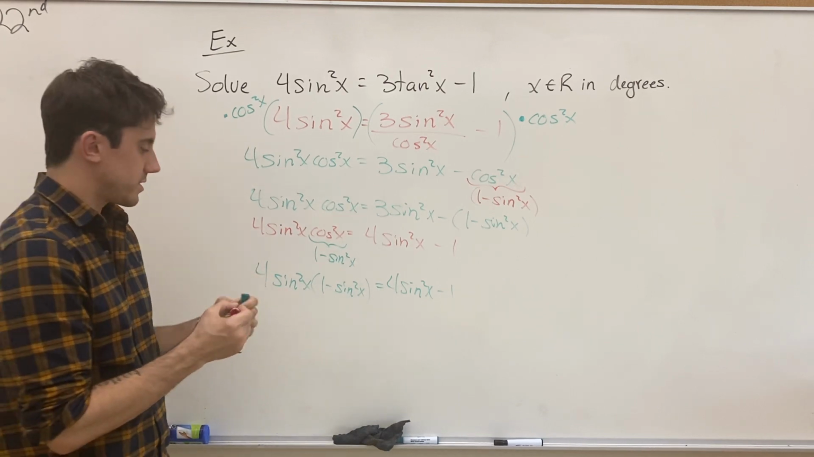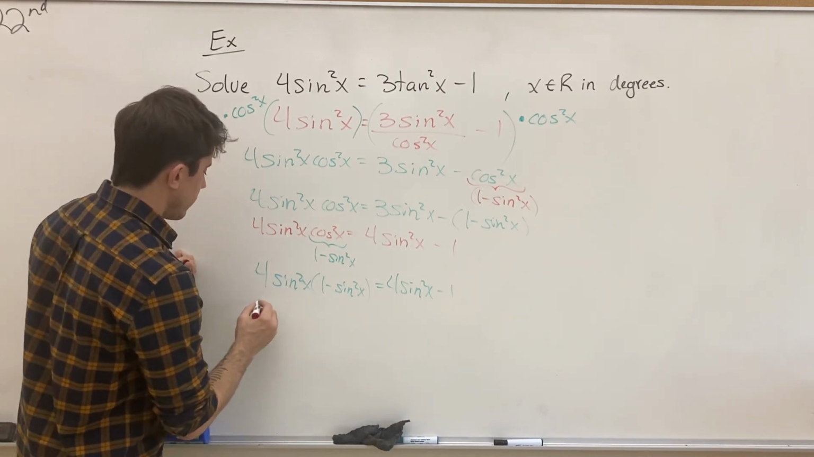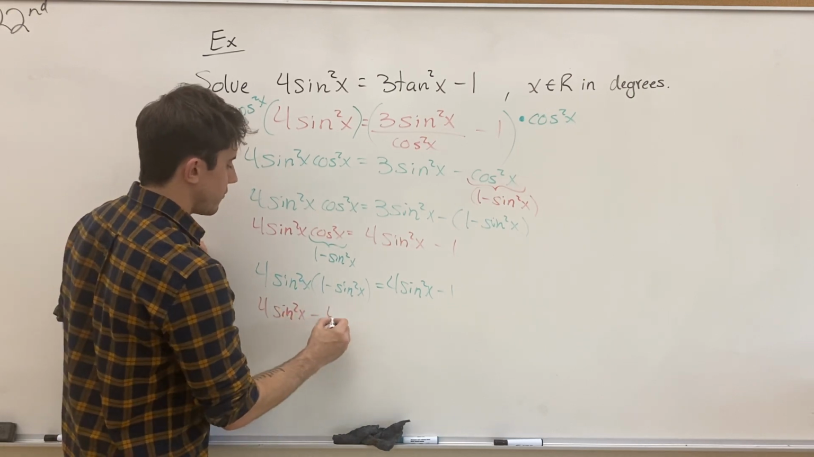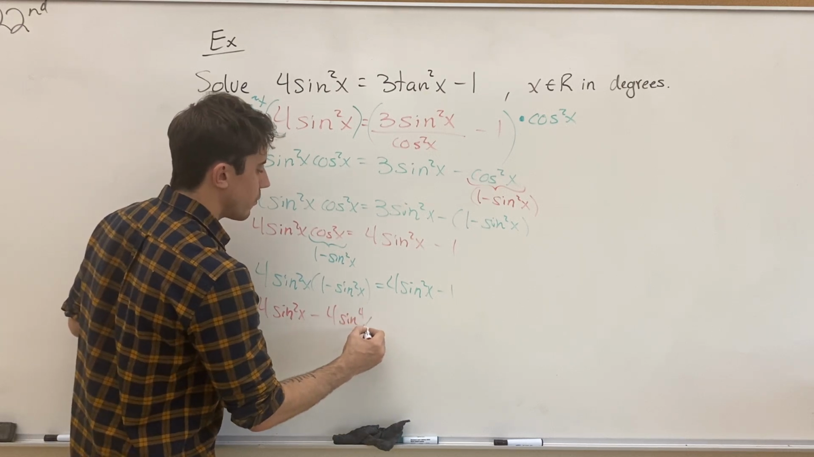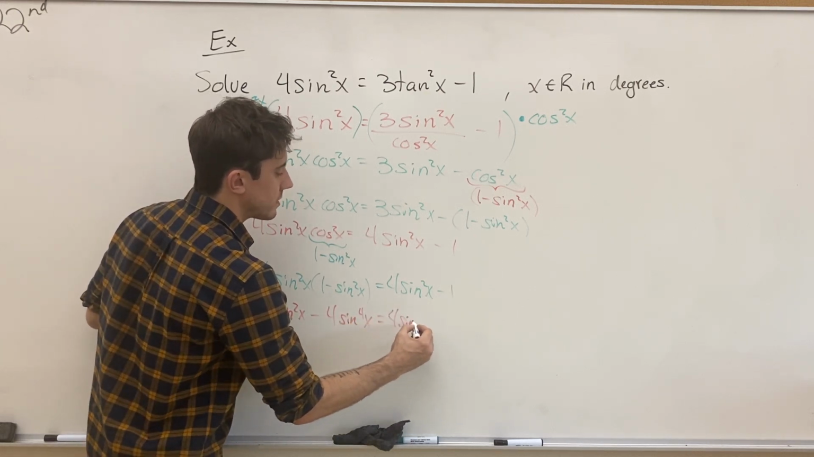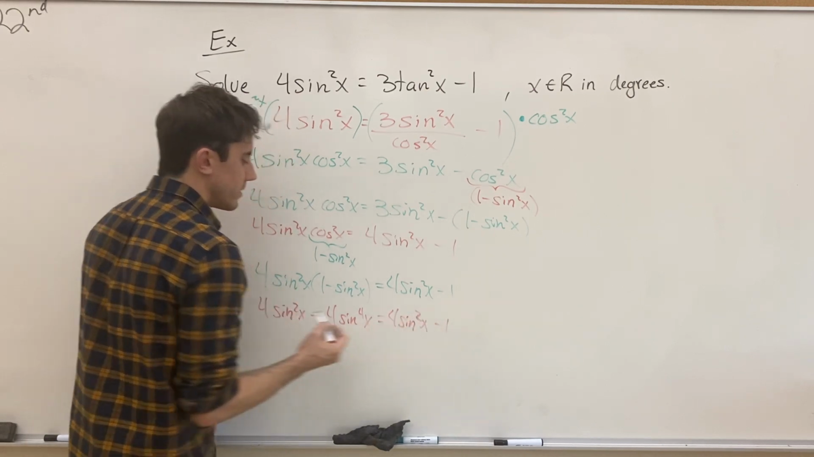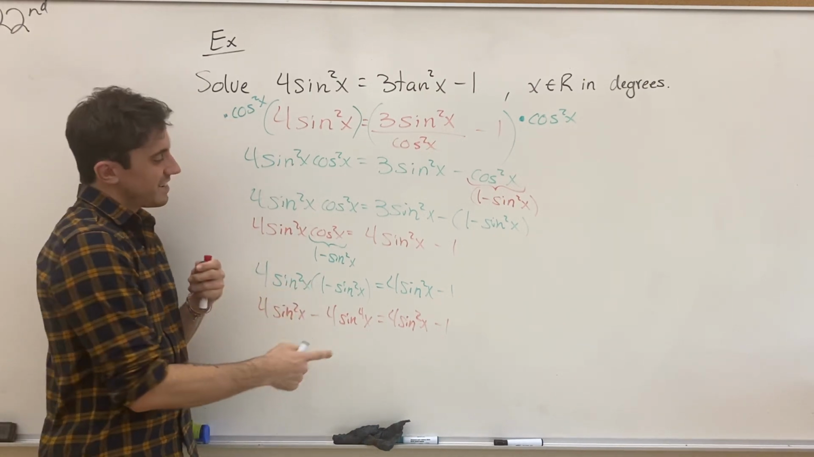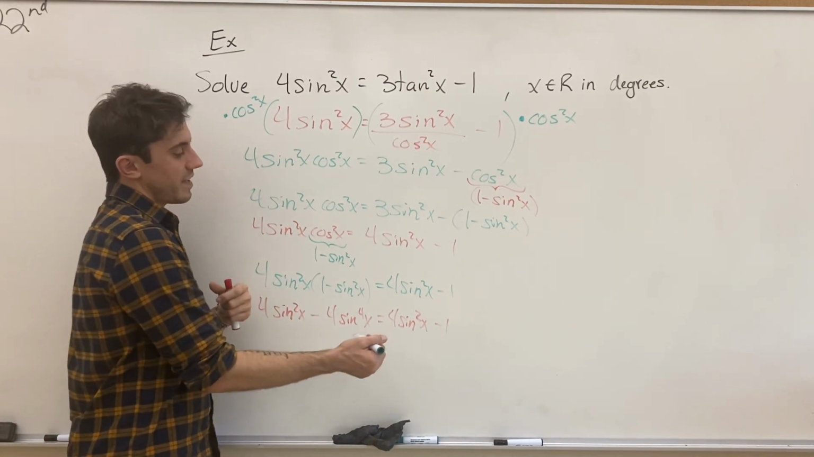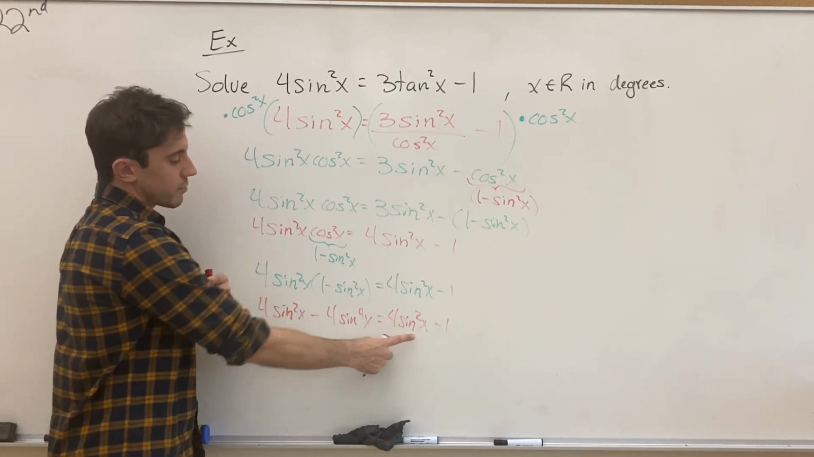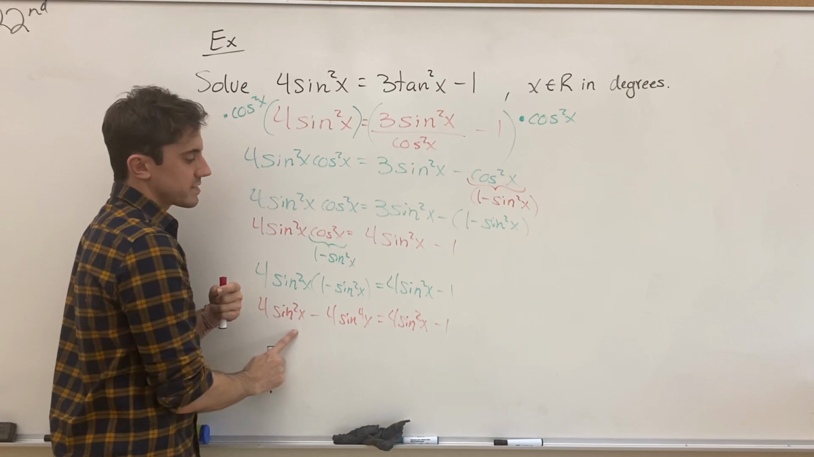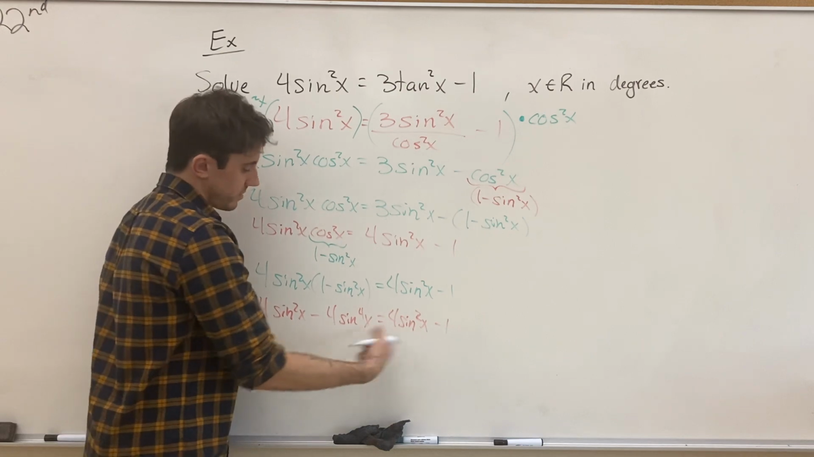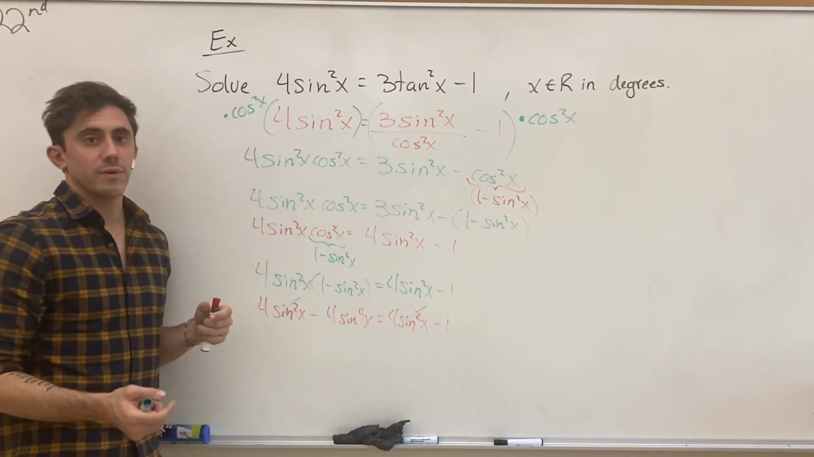And you might start to see where this is going. If we go ahead and expand this out, we'll have 4 sine squared x minus 4 sine to the power of 4x equals 4 sine squared x minus 1. And now we might notice, if we take the time to take a breath and see what's going on here, 4 sine squared x is common to both sides of our equation. So we can subtract it from both sides, right? And it completely goes away.